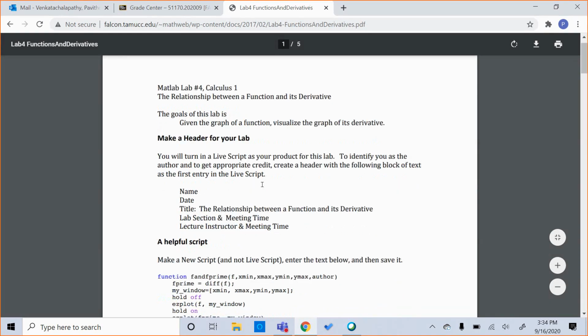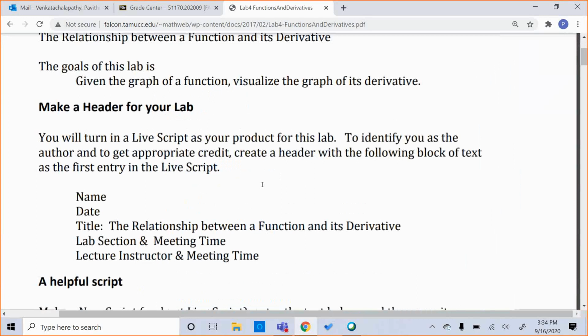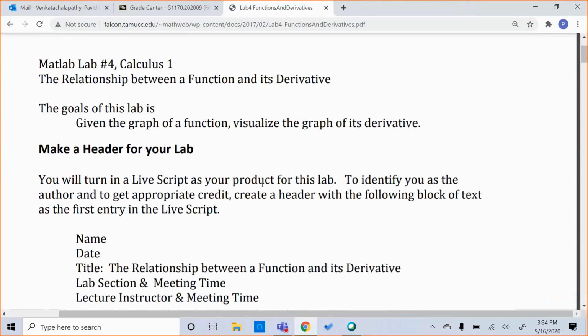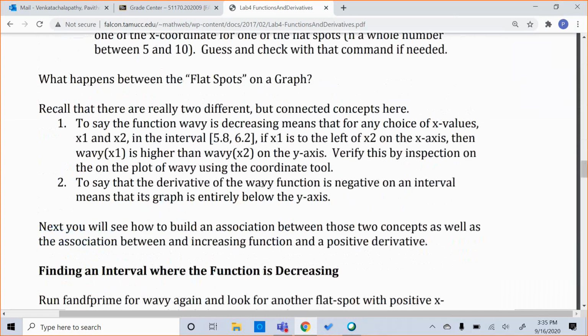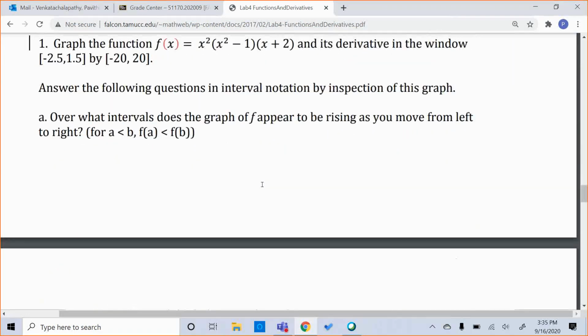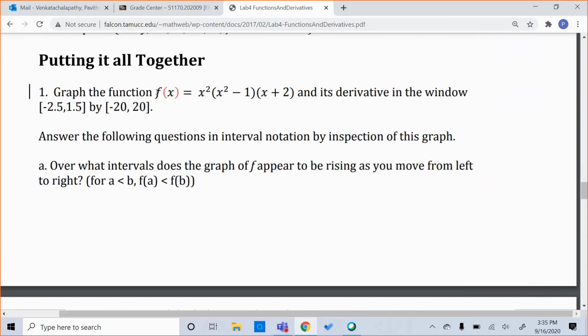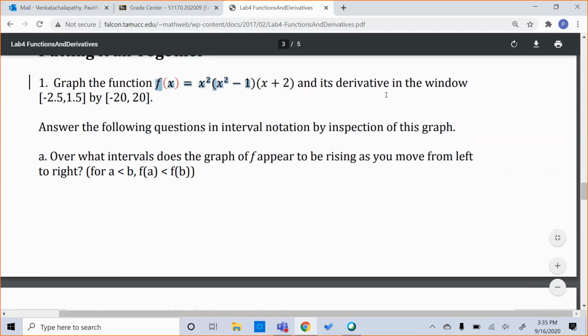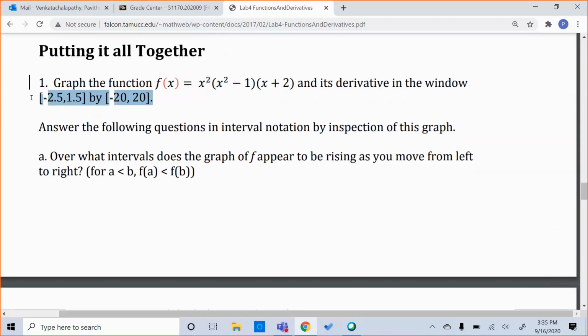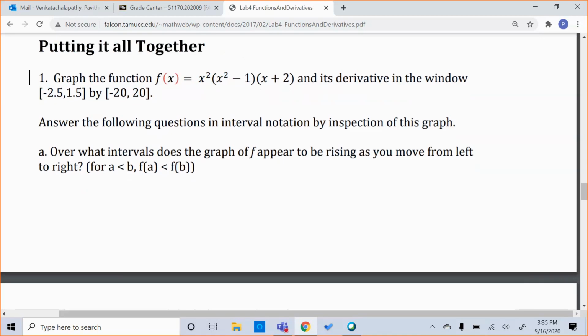Okay. Lab 4 is very, very easy. You just have to determine the derivative of a given function and then you will have to plot. And let me go straight to the assignment questions. What you have to do is just define your function, find its derivative. In the given window, this is just like x minimum, maximum, y minimum, maximum. In that interval, you will have to find the derivative of the given function.